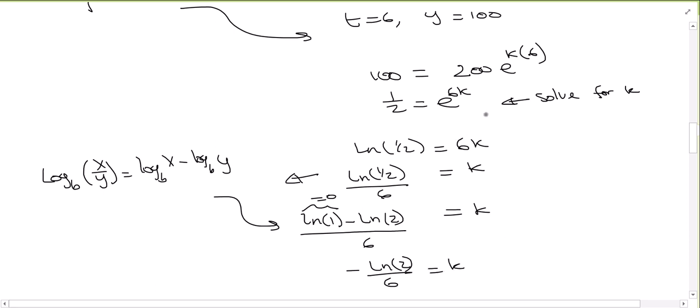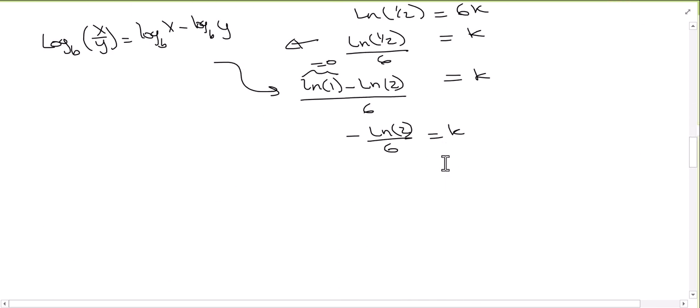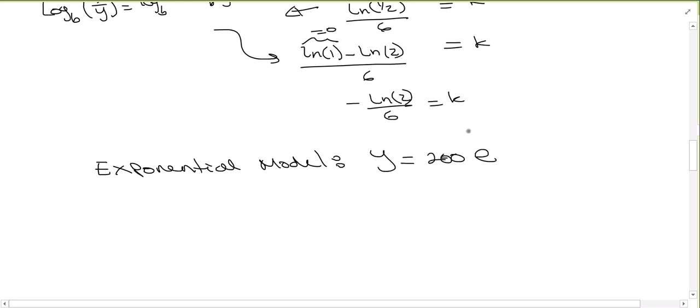So this is just negative ln of 2 over 6 equals k, which is a negative number. So we did say we expected k to be negative because this is modeling exponential decay, right? The amount is reducing, it's not multiplying, it's not growing, it's getting smaller. So that's our k. So now our exponential model for this particular problem will be y equals 200 e to the negative ln of 2 over 6 times t. So for this particular caffeine problem, this is our exponential model.